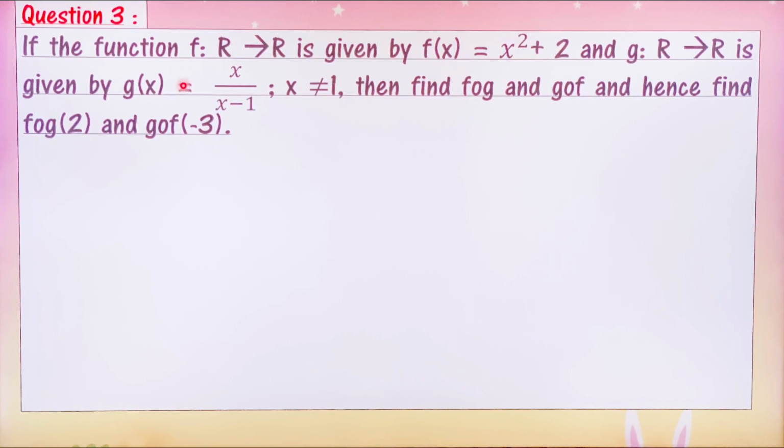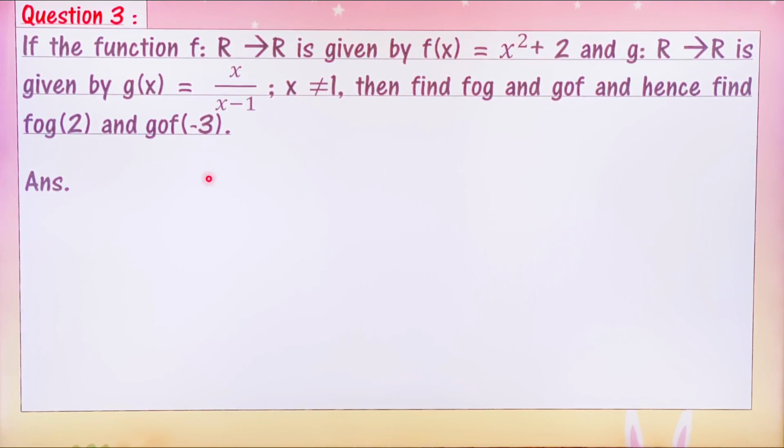If the function f is from R to R defined by f(x) = x² + 2 and g is from R to R given by g(x) = x/(x − 1), x ≠ 1, then find f∘g and g∘f, and hence find f∘g(2) and g∘f(−3).